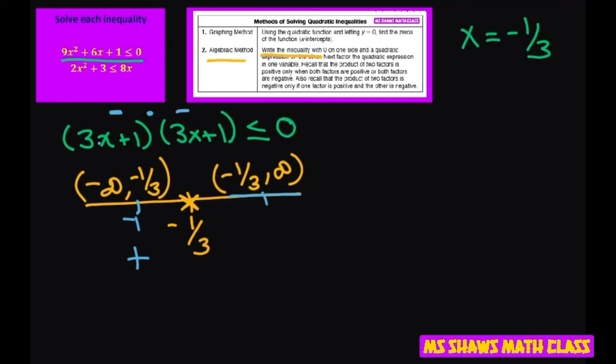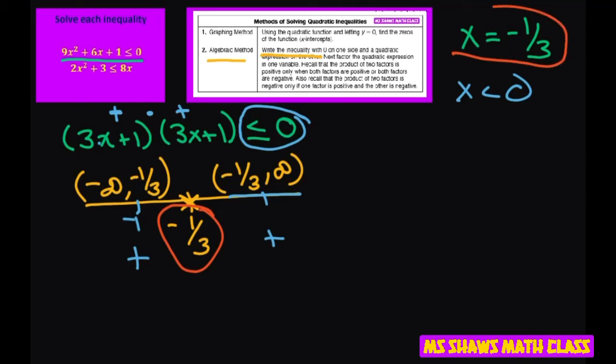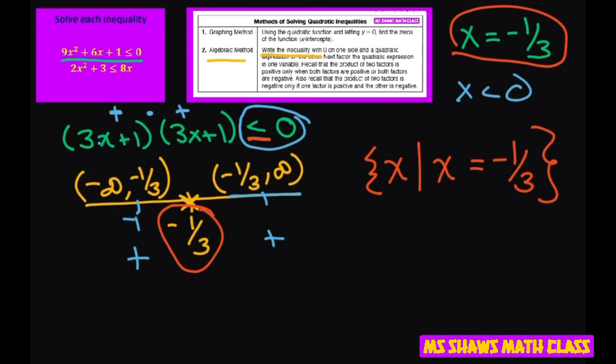Now let's plug in 1. If I plug in 1, I get a positive times a positive, and that gives me also a positive. Both of those are not negative. This x less than 0 means negative, so they don't work. However, our x equals negative 1/3 does work because it can equal 0. So what you're going to do is just write x such that x equals negative 1/3. That's the only solution we have. You can write it this way, or you can just write that. And that is your solution.